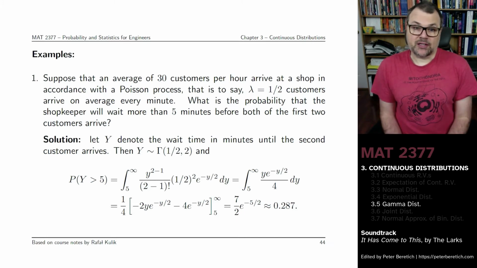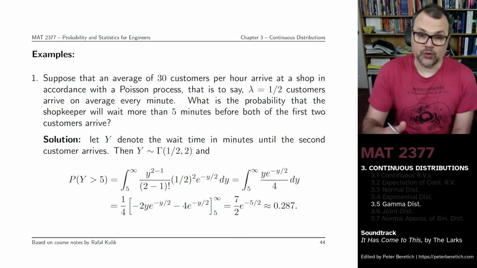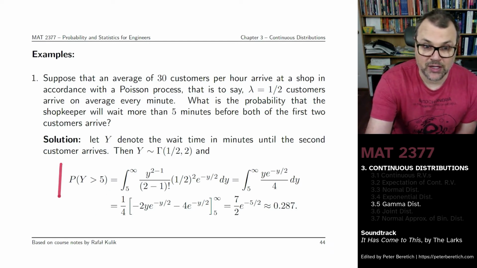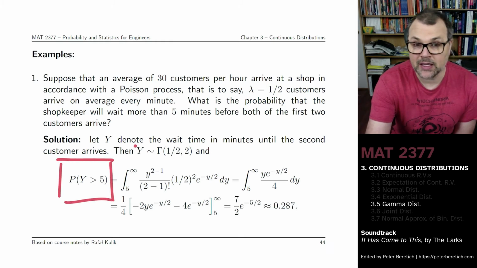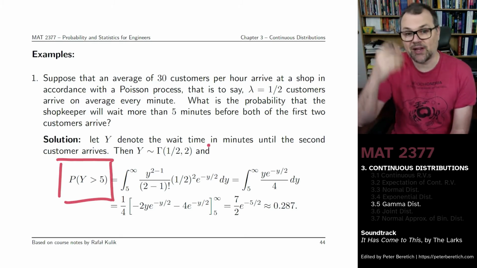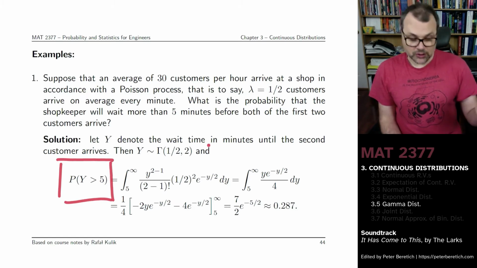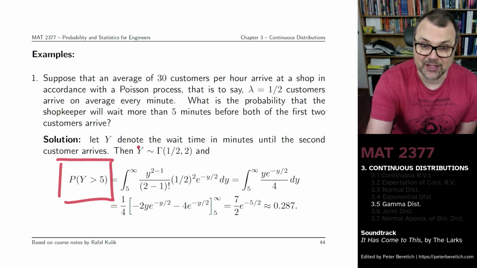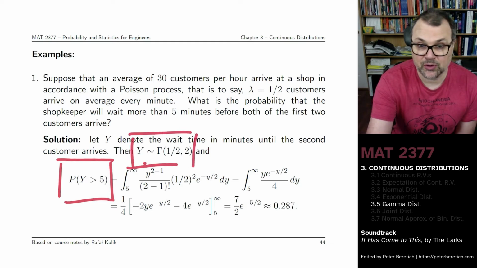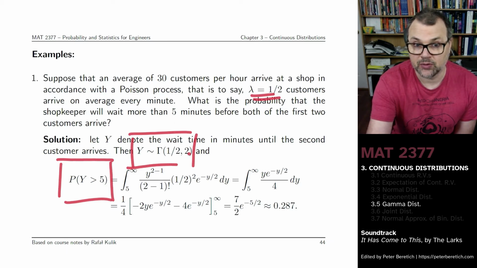So what's the probability that the shopkeeper will wait more than 5 minutes before the first two customers arrive? Well, you're basically computing the probability that Y should be greater than 5, and Y is the random variable that denotes the wait time in minutes until the second customer arrives, which means, according to what we've seen, that it follows a gamma distribution with parameters 1 over 2, that's the lambda, and 2, which is the r, the number of customers.